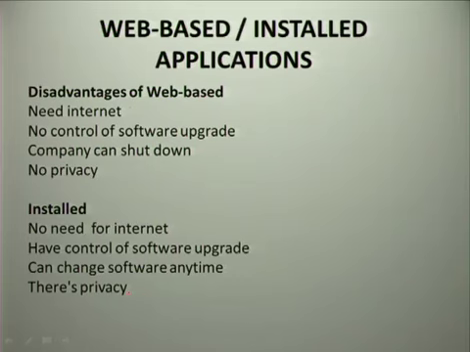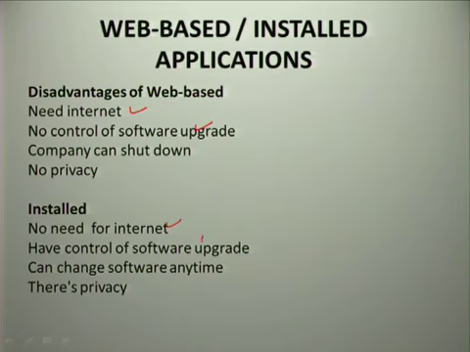Now, comparing these two again based on disadvantages. Your web-based needs internet, but your installed, there's no need for internet. Web-based, there's no control of software upgrade. So it means if the company chooses to change the software and upgrade the software, you have no control over that. But with installed, you choose when you want to upgrade. So you have full control of software upgrade.